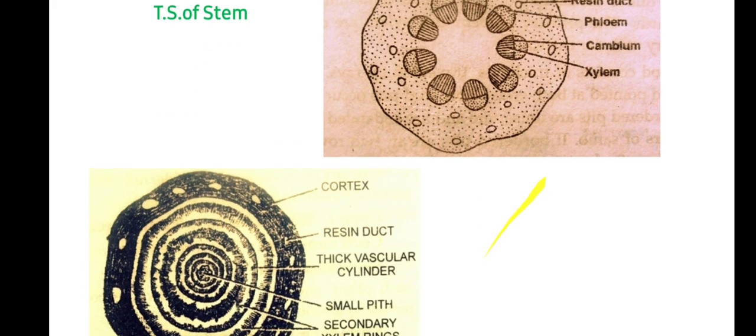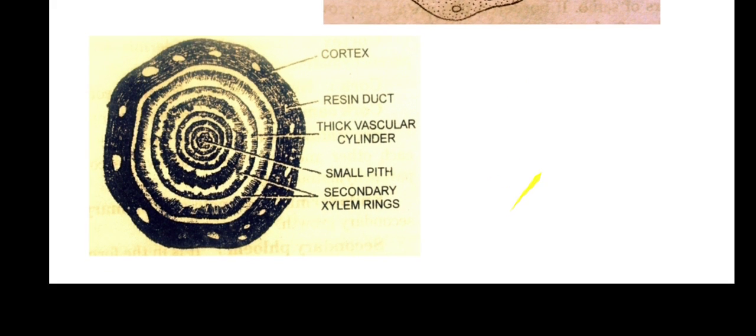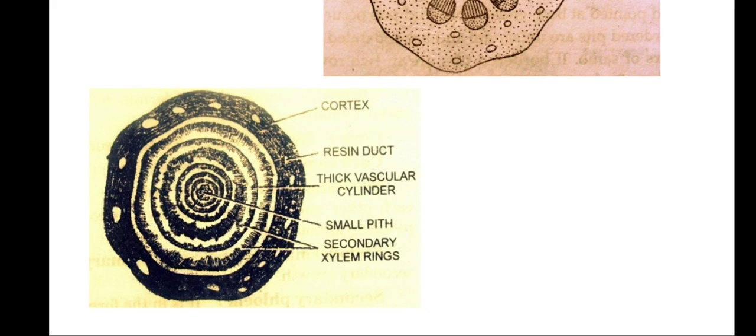And coming to the older stem, or secondary growth. Here the secondary growth of the Pinus stem resembles the secondary growth of a dicot stem. The parenchymatous cells between the vascular bundles of the vascular cylinder transform into meristematic tissue and form the interfascicular cambium. This combines with the fascicular cambium of the vascular bundles and forms the cambial ring.